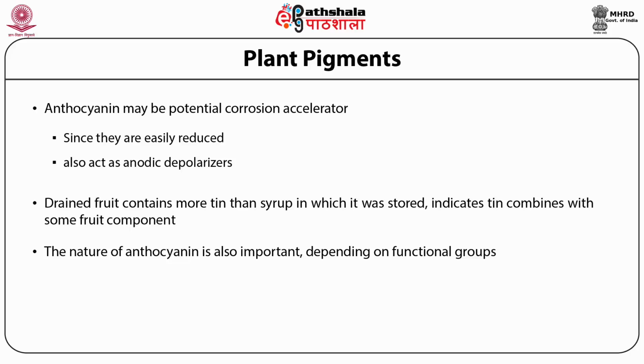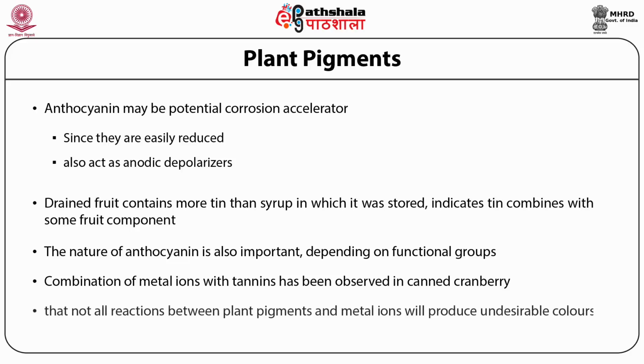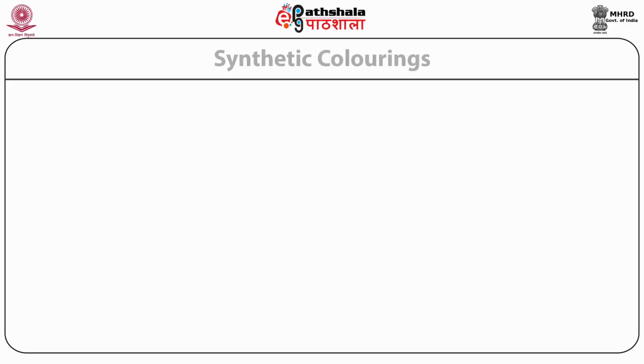Combination of metal ions with tannins has been observed in other fruits. For example, discoloration of canned cranberry has been attributed to the formation of a complex between tannins present in the fruit and the tin salts. It should be noted that not all reactions between the plant pigments and the metal ions will produce undesirable colors, although this is usually the case with anthocyanin pigments.